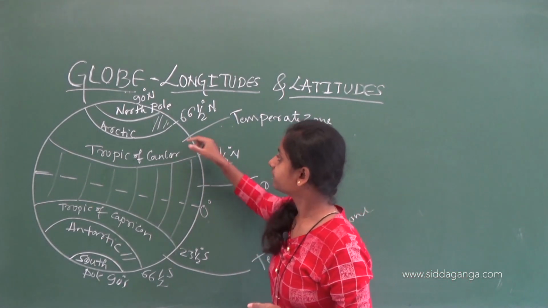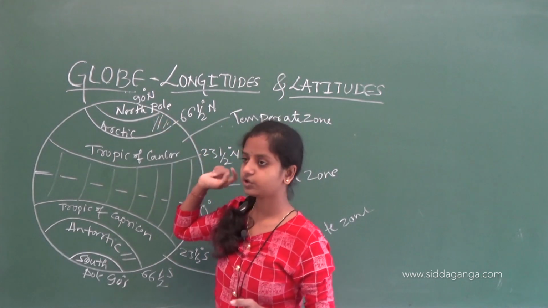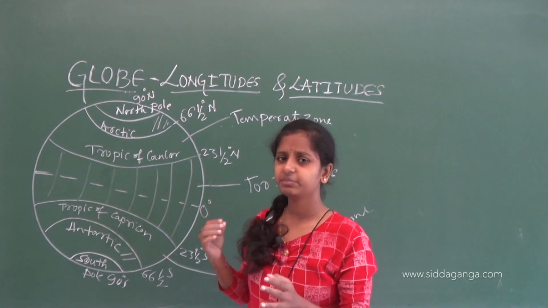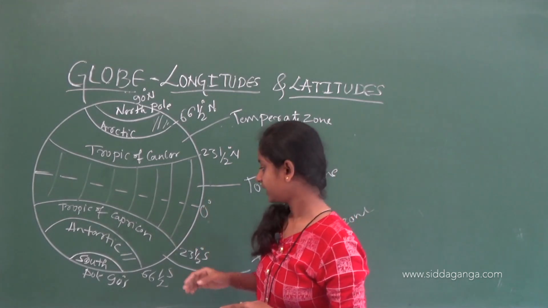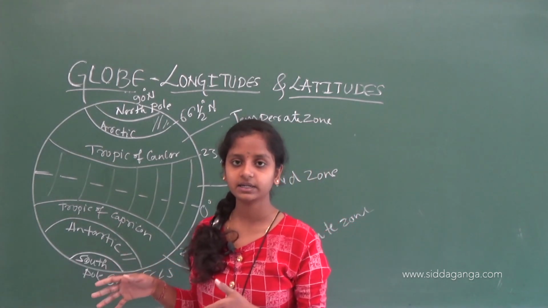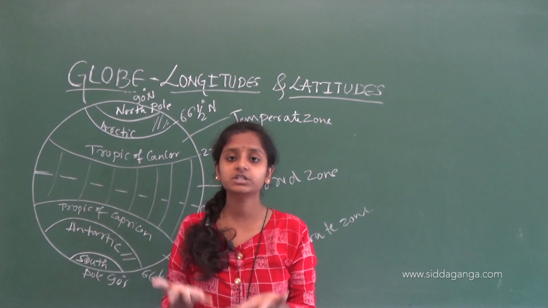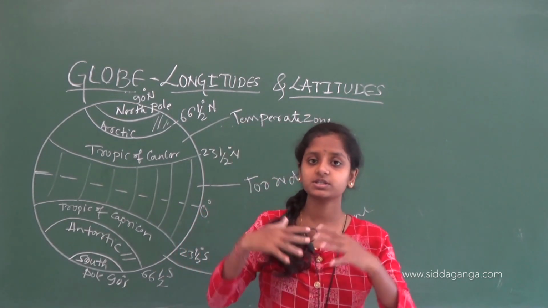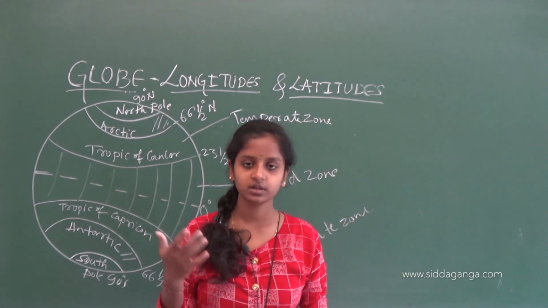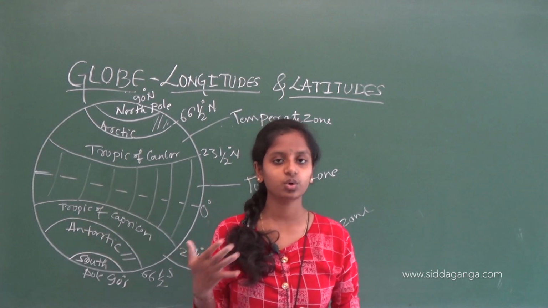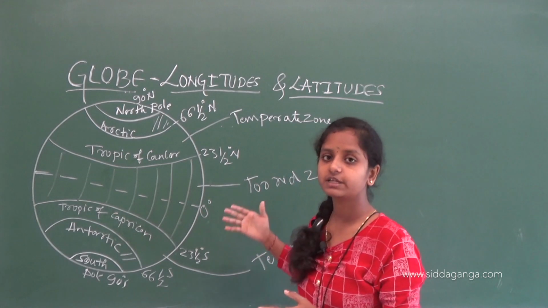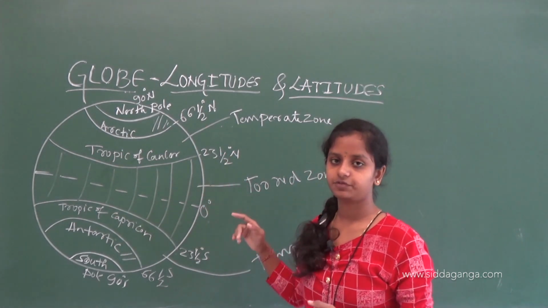Then between the Arctic Circle and the North Pole, the sun rays will not come, or there will be very few sun rays, and also between the Antarctic Circle and the pole. In that region we experience frigid cold, very much cold. That is why that area is known as the frigid zone or cold zone. So this is about the distribution of heat on the earth surface.